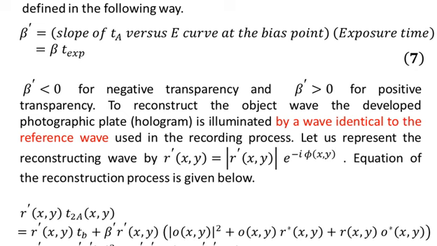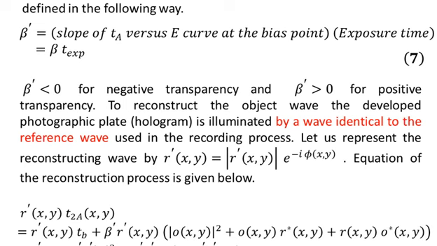Now if we have chosen these parameters in such a way that beta prime is less than 0 for negative transparency, and beta prime is greater than 0 for positive transparency. To reconstruct the object wave, the developed photographic plate, which we call hologram, is illuminated by a wave identical to the reference wave used in the recording process. Let's represent the reconstruction wave by R prime.